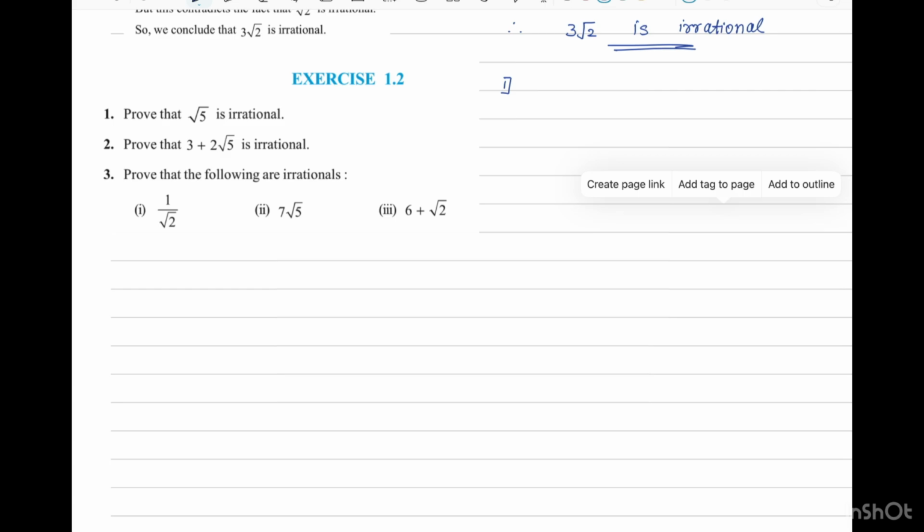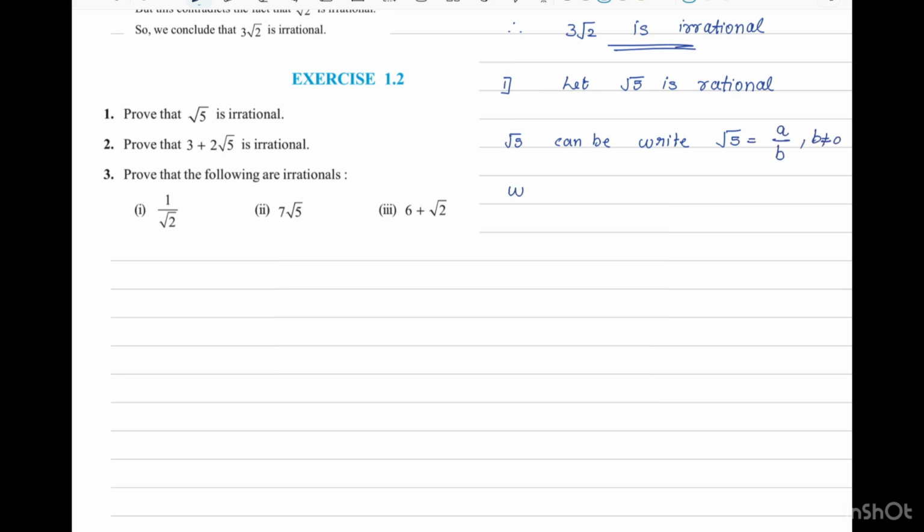Exercise 1.2. Prove that root 5 is irrational. Let root 5 be rational, then root 5 can be written in the form a by b, where b is not equal to 0 and a and b are coprime integers. So we have root 5 is equal to a by b, and squaring both sides we get 5 is equal to a square by b square.